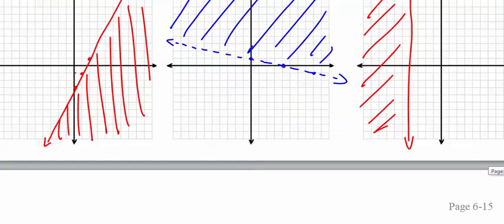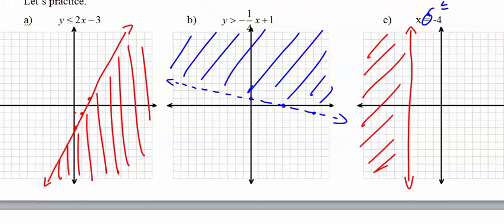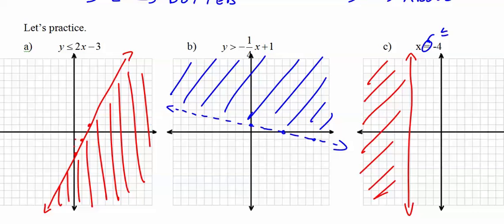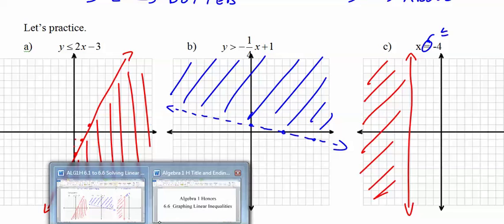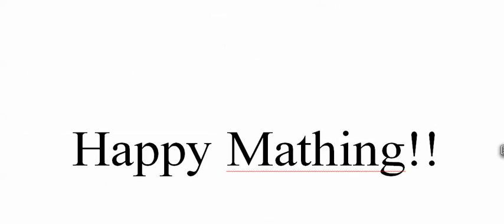That is it. Practice. Get it right. It's not that big a deal. Good luck and happy mathing.